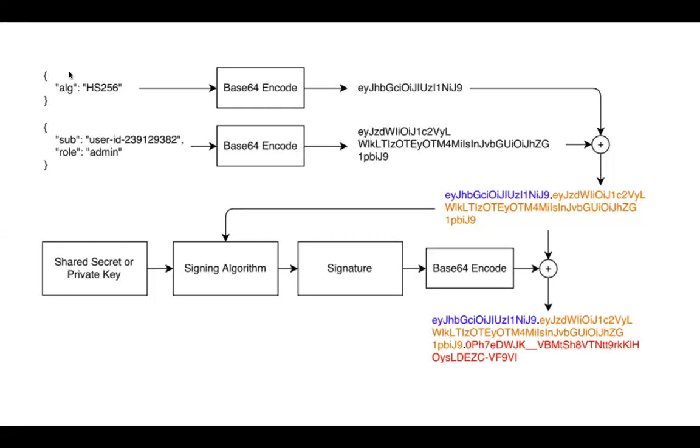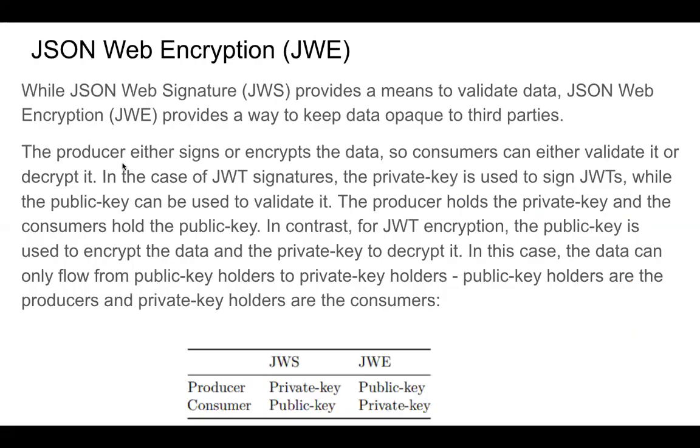If, for example, the payload contains a username, password, or some sensitive information, you do not want somebody who accidentally gets hold of this token to be able to decode and read the data, right? So that's where encryption comes in. What you do is you encrypt the data. So consumers can either validate it or decrypt it.